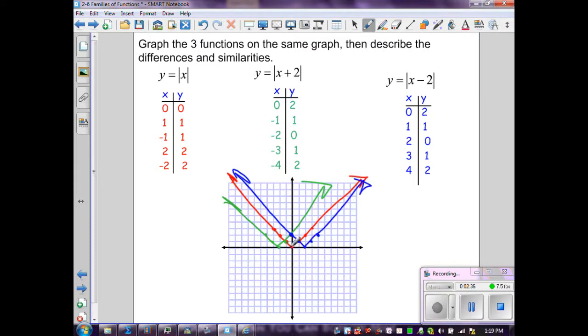And I take my parent function, and each ordered pair is translated or moved to the right that many units, and here it would be 2. So (0, 0) would go to (2, 0). Then I'd go to this ordered pair, (1, 2), and that ordered pair, (1, 2). This ordered pair would move 2 units to the right, and so forth.